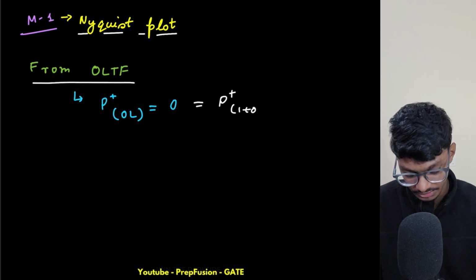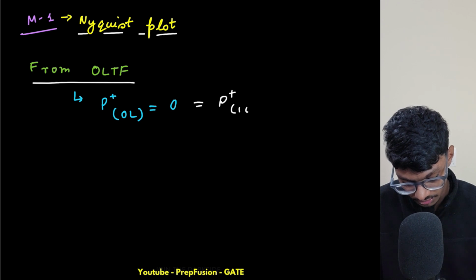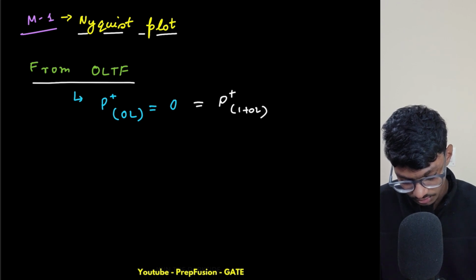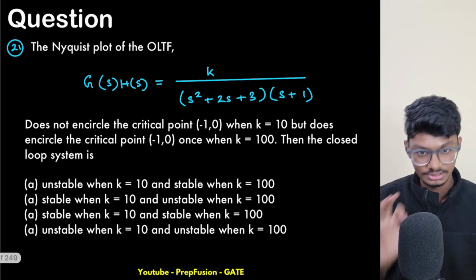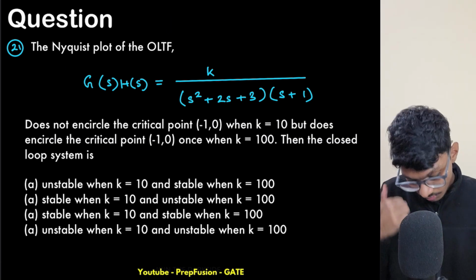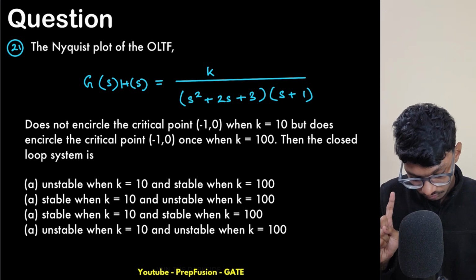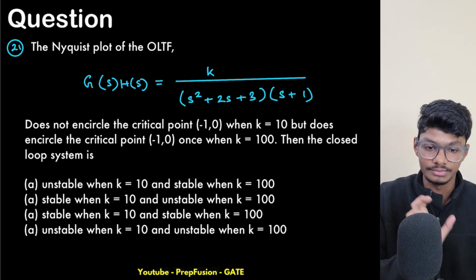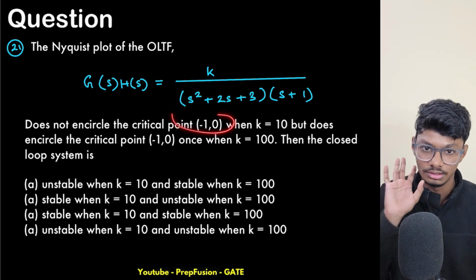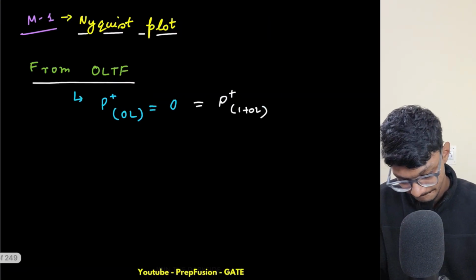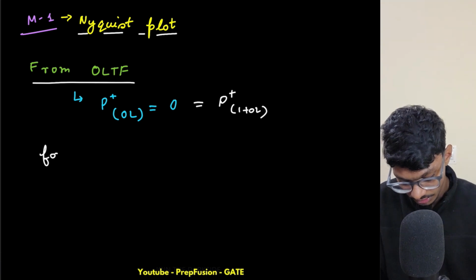So this is the same as this, right? Now what I will recommend is, we have to find the number of encirclements around the minus 1, 0 point. So for K equals 10, it has told it is 0. Now we'll decode the other information.